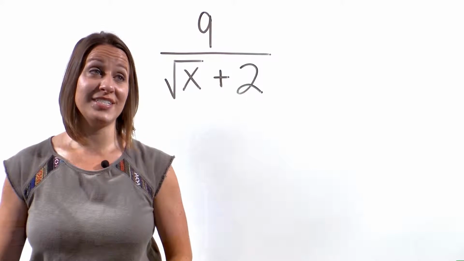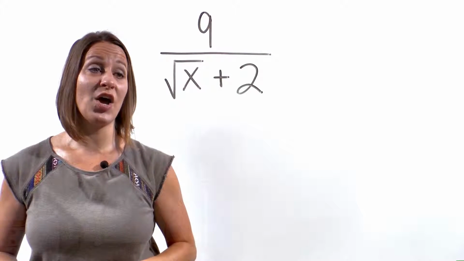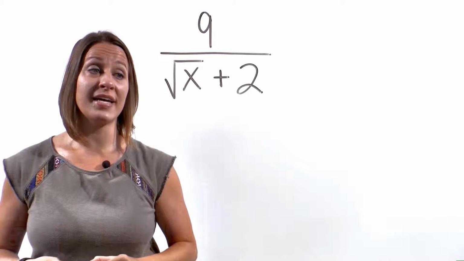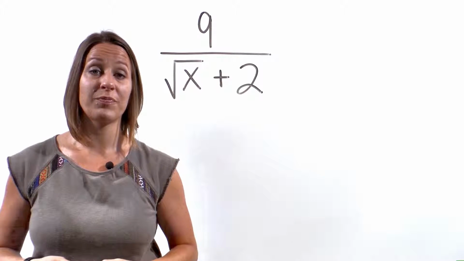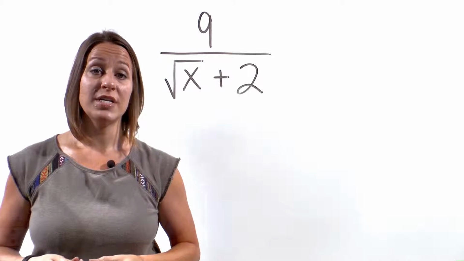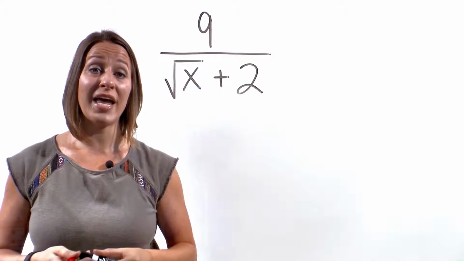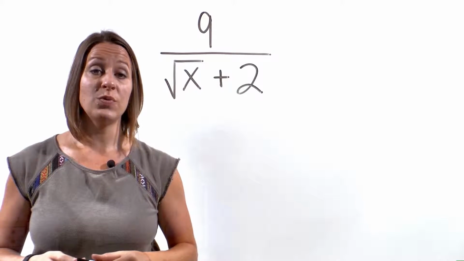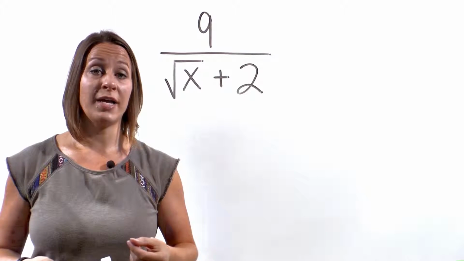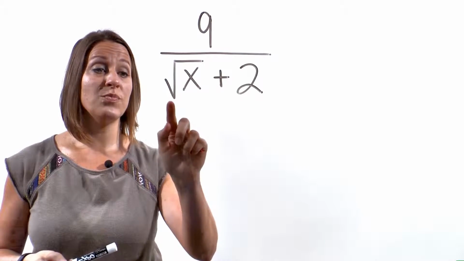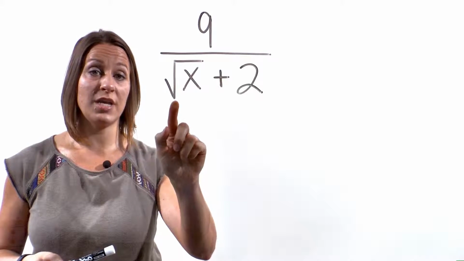Take a look at this first example. 9 over the square root of x plus 2. It's improper to leave an expression with a radical in the denominator. So we need to multiply by the conjugate to remove this radical from the denominator.